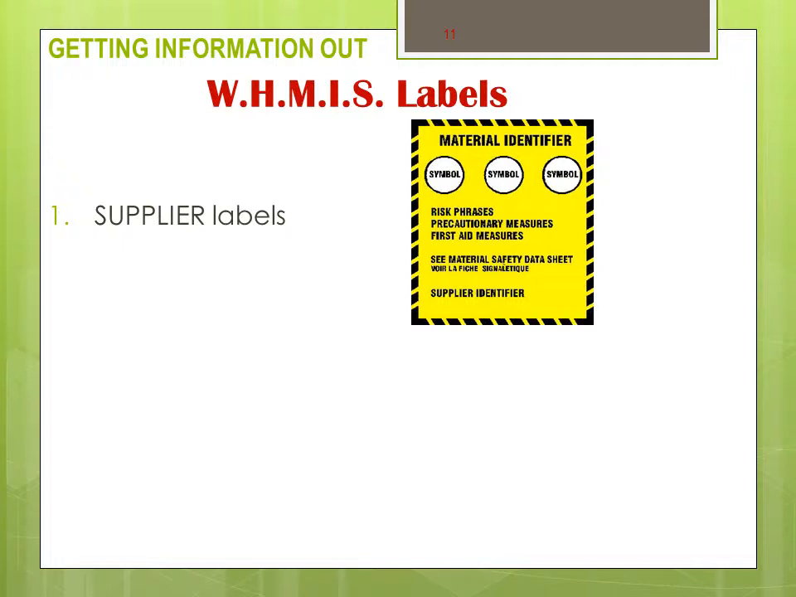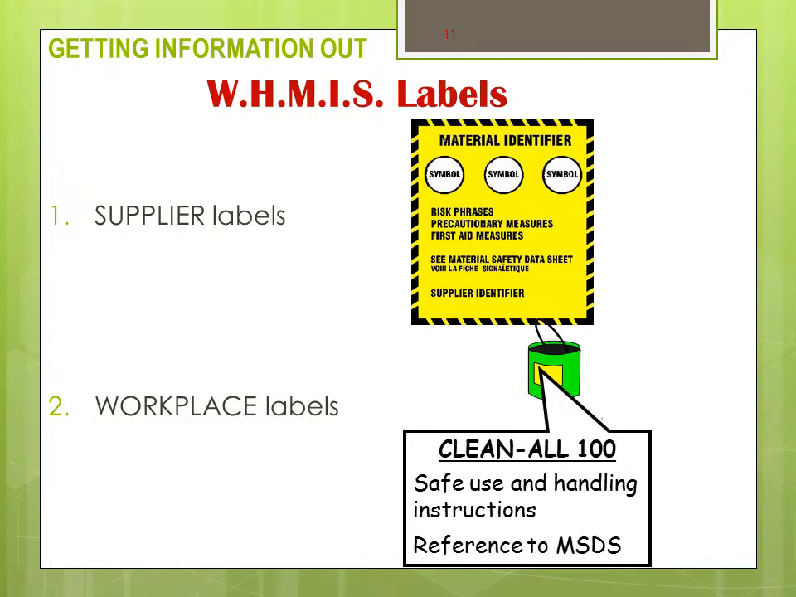The second type are workplace labels. They are needed if a controlled product is transferred from a supplier container into a workplace container, if a supplier label is missing or illegible, or if the product is produced in the employer's workplace. The label must contain the name of the product, safe handling instructions, and the statement that MSDS are available.